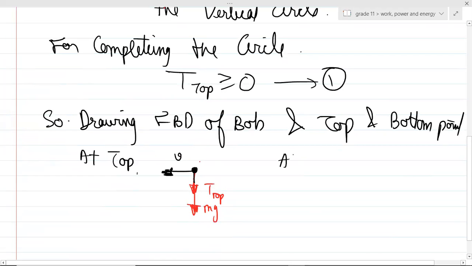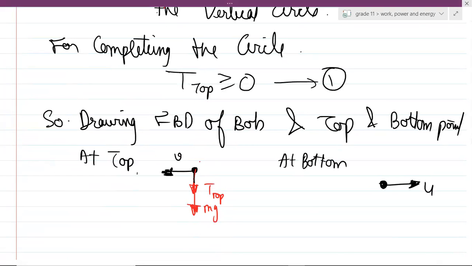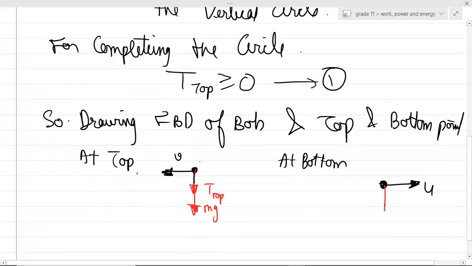Similarly, at the bottom, this object of mass m is moving with a velocity u, and at this particular instant what all forces are acting on it? mg is acting downwards and T bottom is acting upwards. Yes or no, guys? We know the condition to complete the circle is basically what? T top should be greater than or equal to 0. So we just need to find out the value.